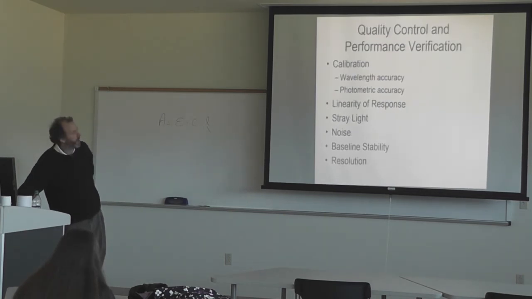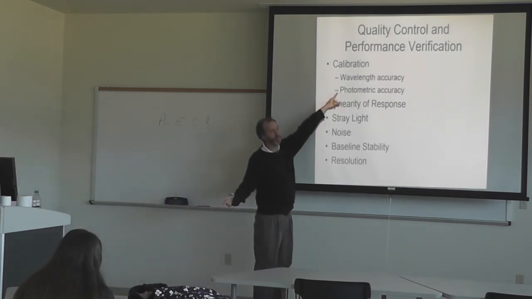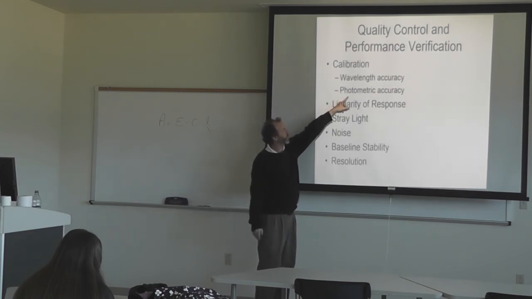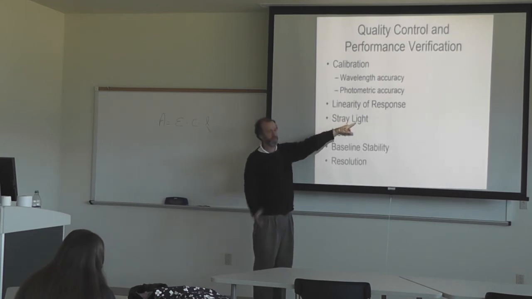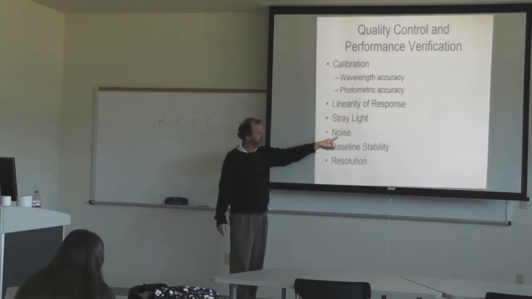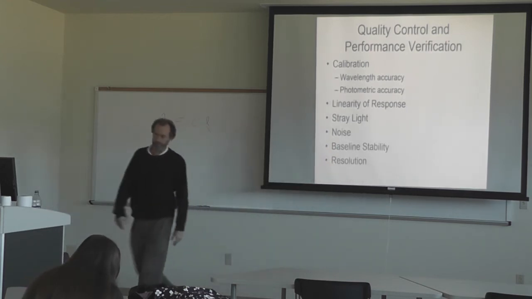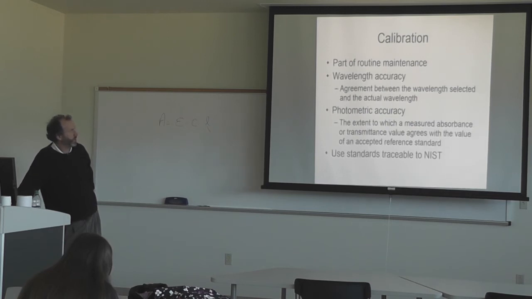So, quality control and performance verification. Calibration, you want to make sure the wavelength is accurate. And then you also want to check photometric accuracy. You want to see linearity of response. If you see outside a linear response, that could mean you have stray light making its way into the detector, or that you could have electronic noise. Baseline stability and resolution also. That's what we were just having issues with, our baseline on the HPLC. So calibration should be part of routine maintenance.